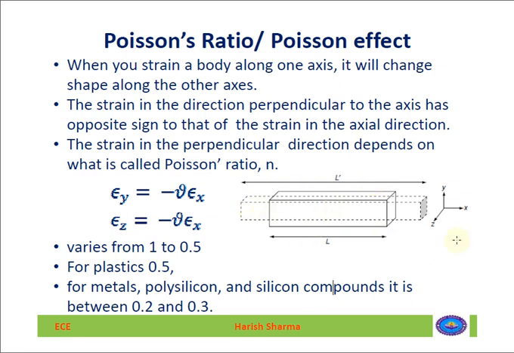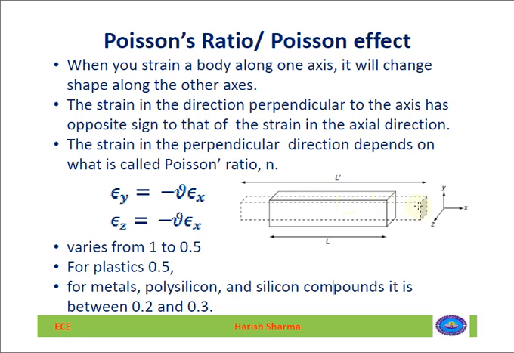For example, this is the bar. When we apply the strain along this axis, we are applying pressure or force in this axial direction, so it will stretch in this direction. Along with this, there will be a change in the lateral dimensions also. The strain in the direction perpendicular to the axis has the opposite sign to that of the strain in the axial direction.